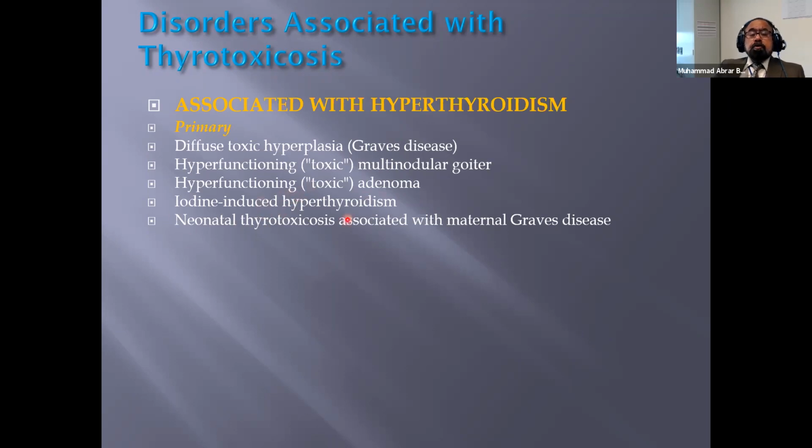Then iodine-induced hyperthyroidism, where you give exogenous iodine to these patients and they start secreting more and more thyroid hormone. Then neonatal thyrotoxicosis, associated with maternal Graves disease. For example, if the mother has Graves disease, this thyroid hormone can cross the placenta, so it can actually give the same thing to the fetus.